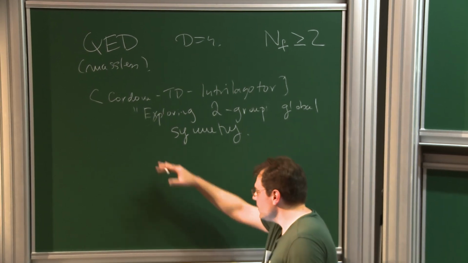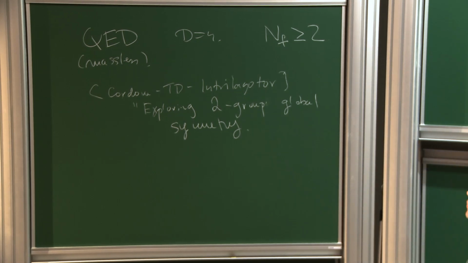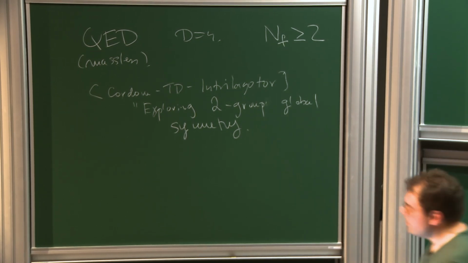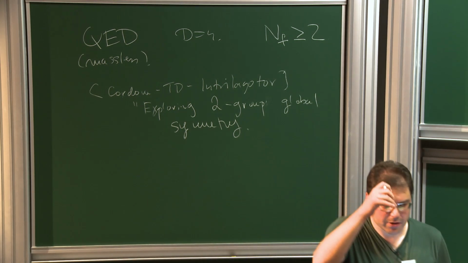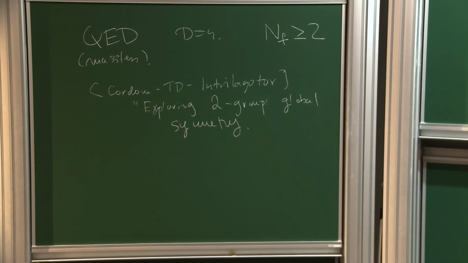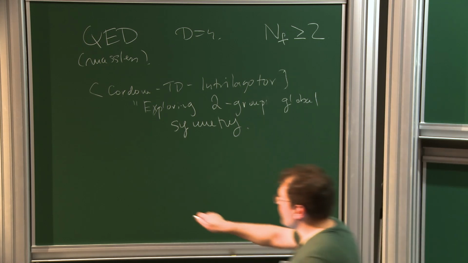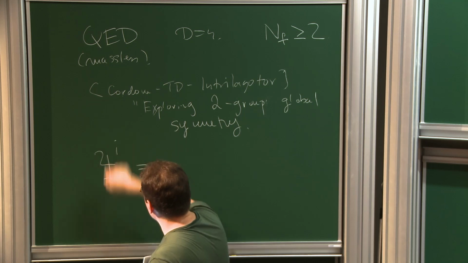So I'm just going to give you really the simplest example of a two-group that I know of in this context. In order to discuss the two-group, we're going to have to discuss the chiral symmetries of this multi-flavor QED. So instead of presenting the theory in the standard way as a theory with Dirac fermions, I'm going to split my Dirac fermions into two-component Weyl fermions. So I'm going to have n flavors.